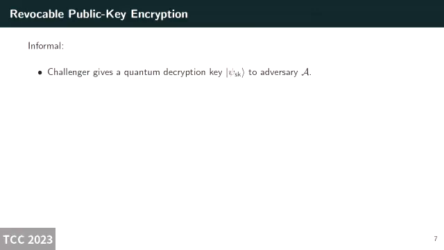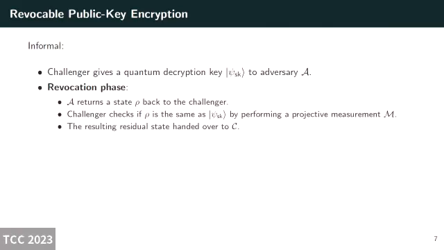Okay, so let me first briefly describe what revocable public key encryption is. This is a regular public key encryption scheme, except that I also associate the decryption key with a quantum state. So there is an additional security guarantee that we need from revocable public key encryption, which is the following. There's a challenger who gives the decryption state to the adversary. The adversary can use this decryption key state to decrypt as many ciphertexts as it wants. And after some time passes, the challenger will ask the adversary to return back the state.